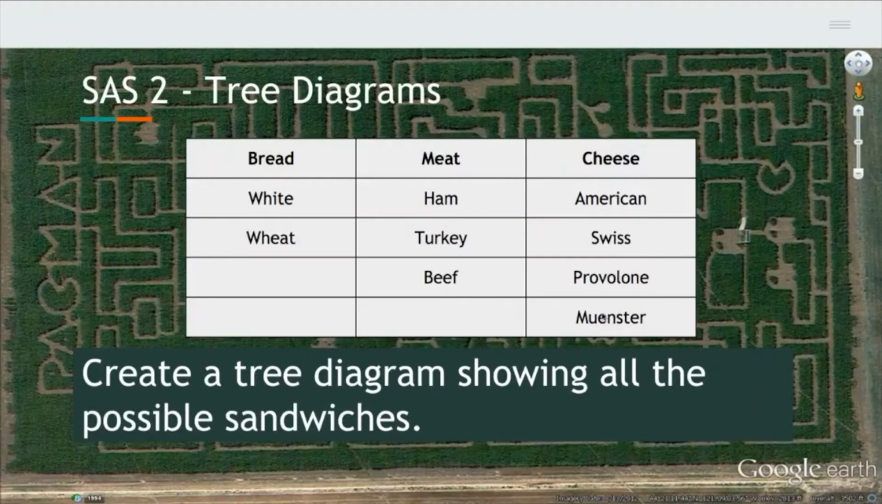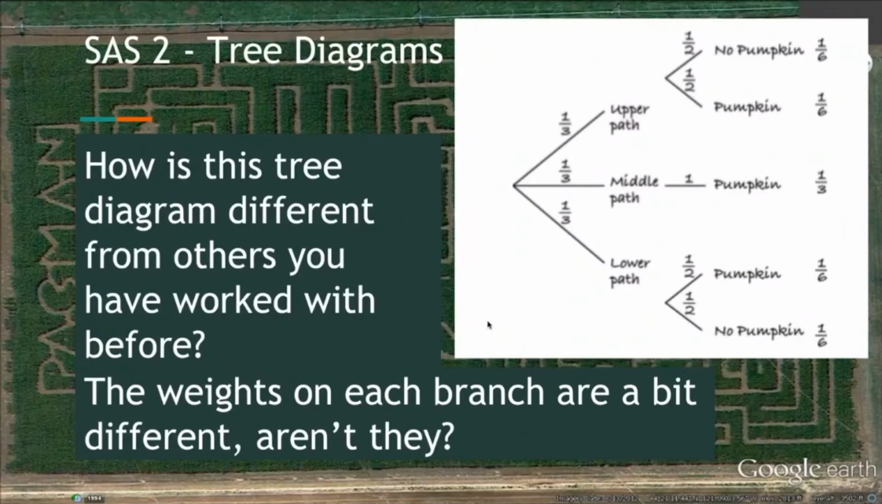All right. Let's go back to this. If we want to know the probability of getting no pumpkin, we would just multiply through. So 1/3 times 1/2 is 1/6, and 1/3 times 1/2 is 1/6. We add those 2 together. The probability of getting no pumpkin is 2/6. 1/6 plus 1/6 is 2/6, or 1/3.